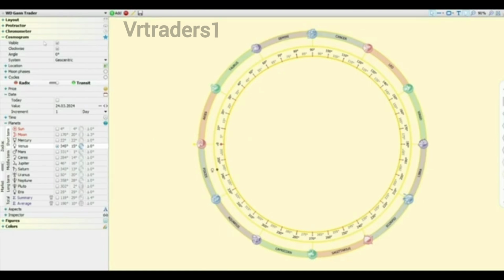The settings which you have to keep: keep it clockwise, angle at 0 degree, and the system we have to keep geocentric because retrograde movement is only in geocentric, not in heliocentric. So we will keep the system geocentric and the planet we will keep as Venus. Now let's go in the past and check when the last retrograde movement was there. Make it weekly. Let's go in the past. Make it day. Go some days forward.